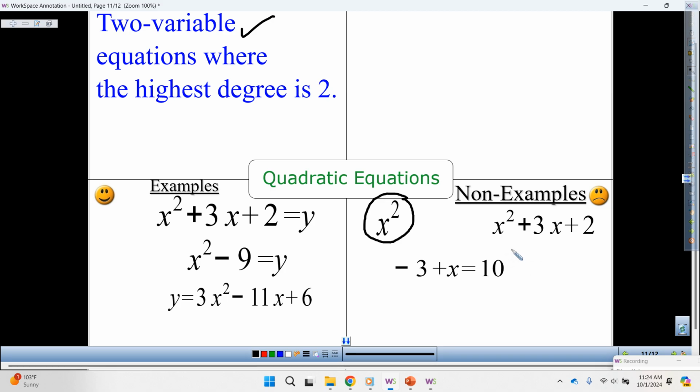All right. How about this one? Talk to your neighbor, let them know why this one's not a quadratic equation, and then Denise is going to enlighten us. Why is that one not a quadratic equation? All right, Denise, what do you think? The highest degree isn't 2. That is correct. And what else do you see?